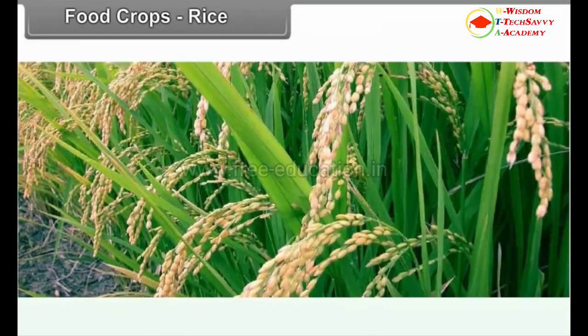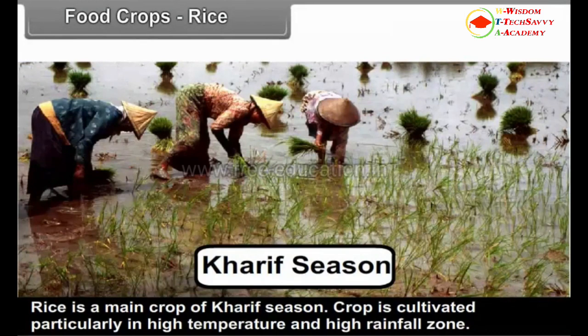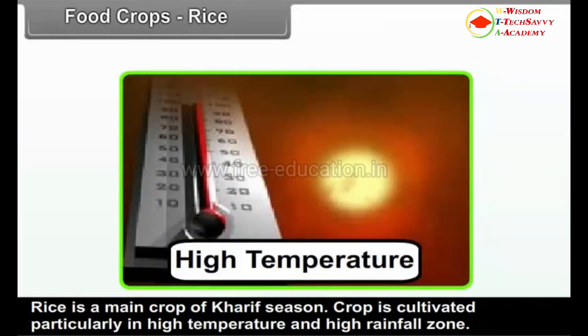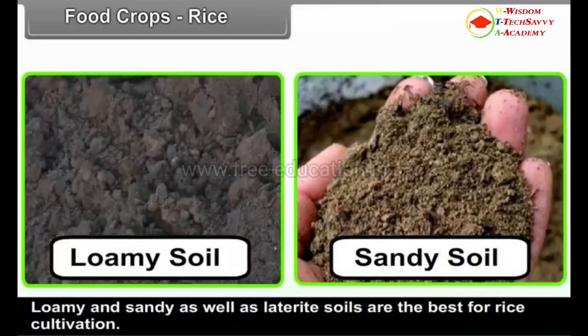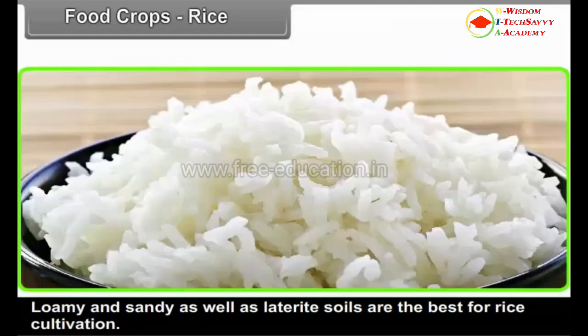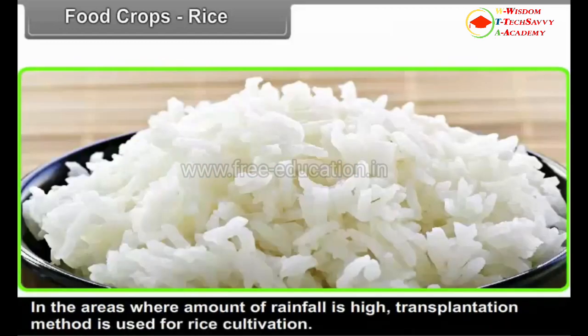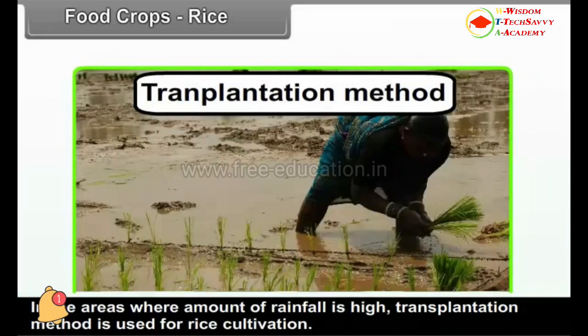Rice. Rice is a main crop of Kharif season. Crop is cultivated particularly in high temperature and high rainfall zone. Loamy and sandy as well as laterite soils are the best for rice cultivation. In the areas where amount of rainfall is high, transplantation method is used for rice cultivation.